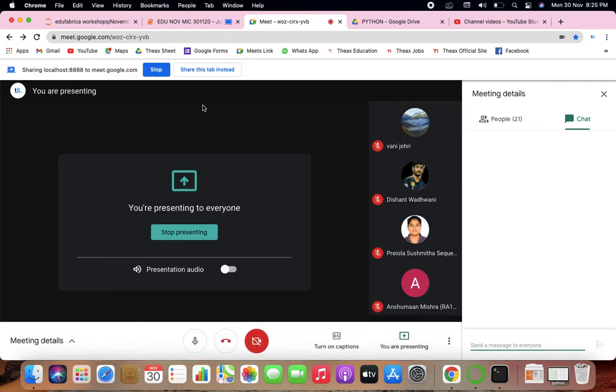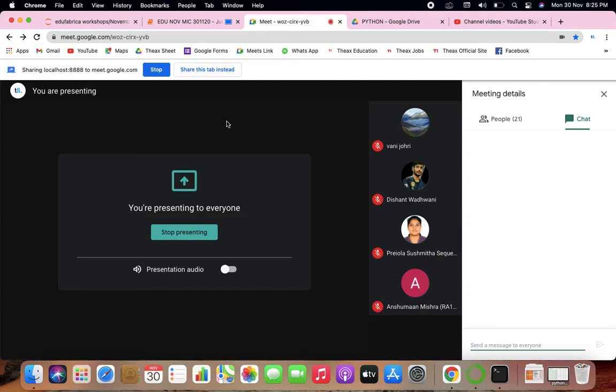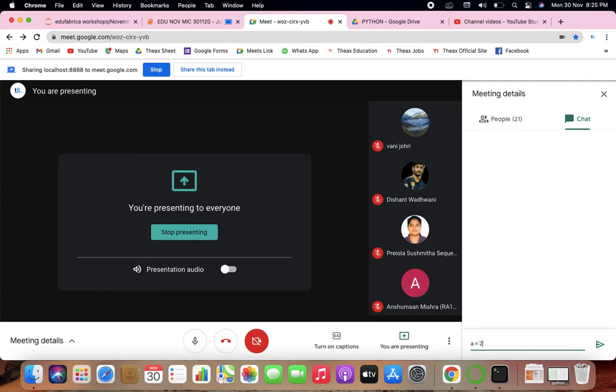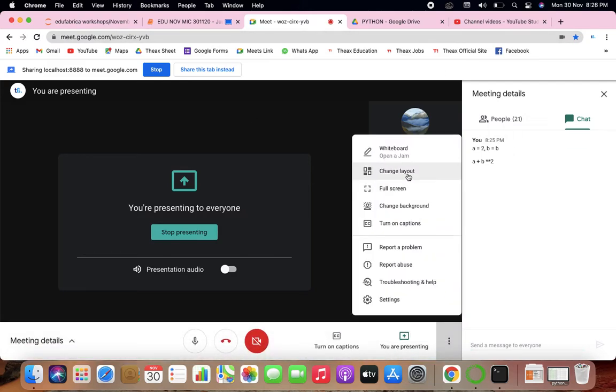Yeah, anyone quick? a plus b whole square is there. b value is not defined. a value is 2. a is equal to 2, b is equal to b. Okay? Find a plus b whole square. Very easy question. Quick, give the expression. b square plus 4b plus 4.